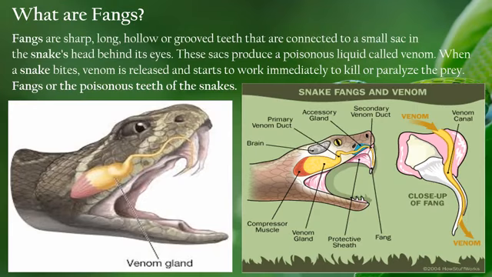All venomous snakes have fangs. But what are fangs? Fangs are sharp, long, hollow, or grooved teeth that are connected to small sacs in the snake's head behind its eyes. These sacs produce a poisonous liquid called venom. When a snake bites, the venom is released and starts to work immediately to kill or paralyze the prey. Fangs are the poisonous teeth of the snakes.